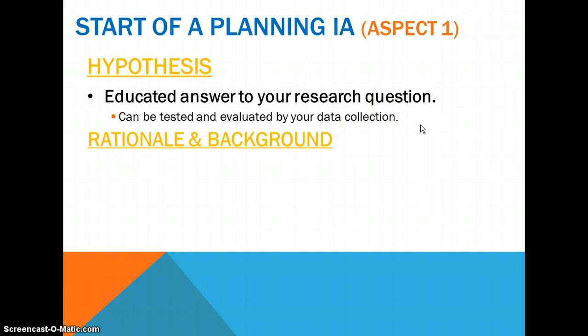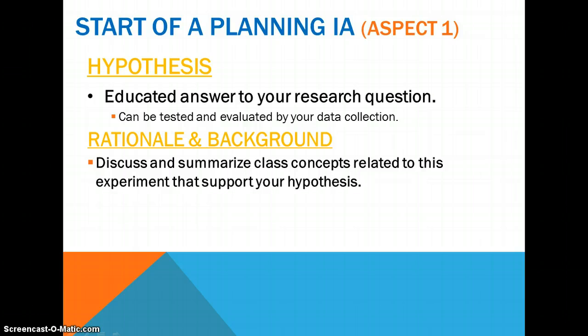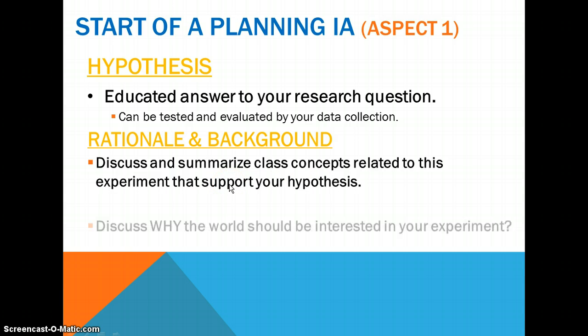The other section that's right around here for aspect 1 is a rationale and background. This needs to discuss and summarize how this research will connect with class concepts, such as how it connects with what we've learned about soil and agriculture. You'll use those concepts to support whatever hypothesis you state. If you say there will be more productivity in the silt soil, I hope you're going to back that up with what you know about silt from class and how you know that's going to relate to agriculture.